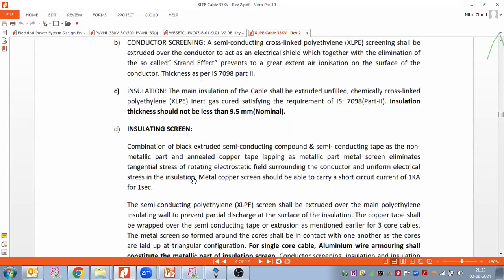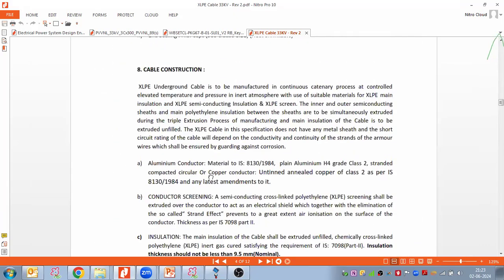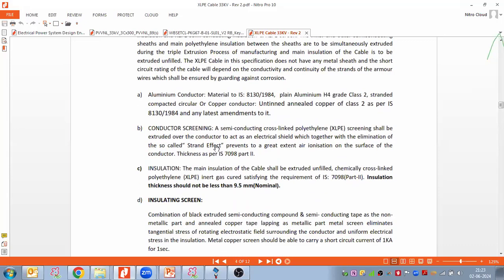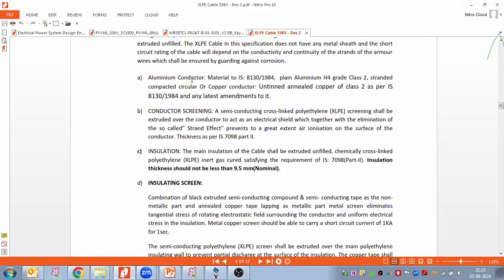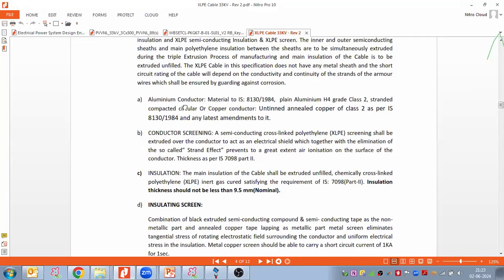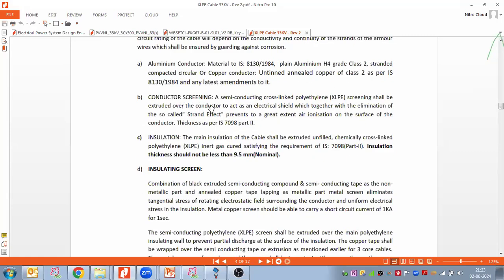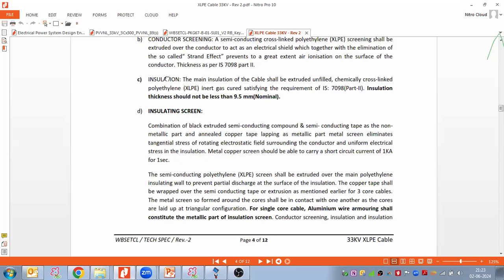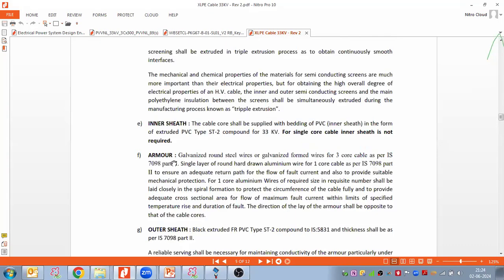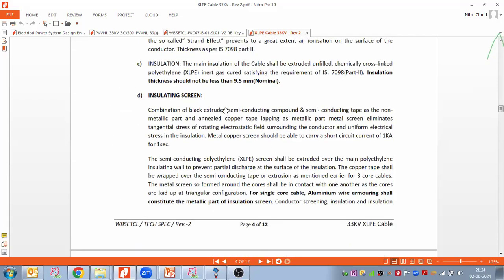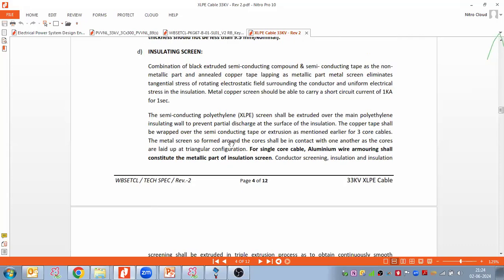So when I work on this project, I will see the constructions. They are asking for the conductor, and it is the aluminum conductor, not the copper one. Aluminum conductor, right? Conductor screening, insulation, XLPE, and then insulation screening they are asking. Then they are asking for both in the insulation screening, the non-metallic part plus the metallic part.